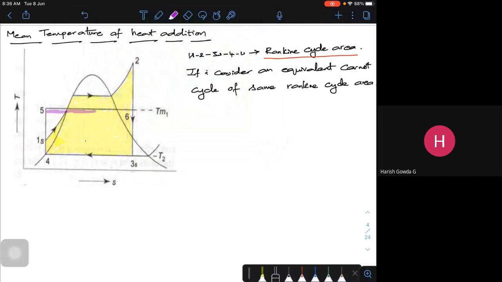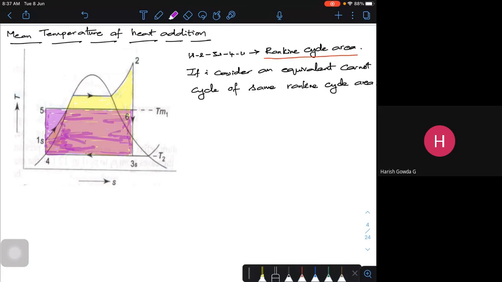So this area with complete yellow, which I showed earlier, is the area for your Rankine cycle, and this particular area, which I am painting in pink, is the area for your Carnot cycle, which is of the same area. That means for the same heat supplied, this will be the area for your Carnot cycle.